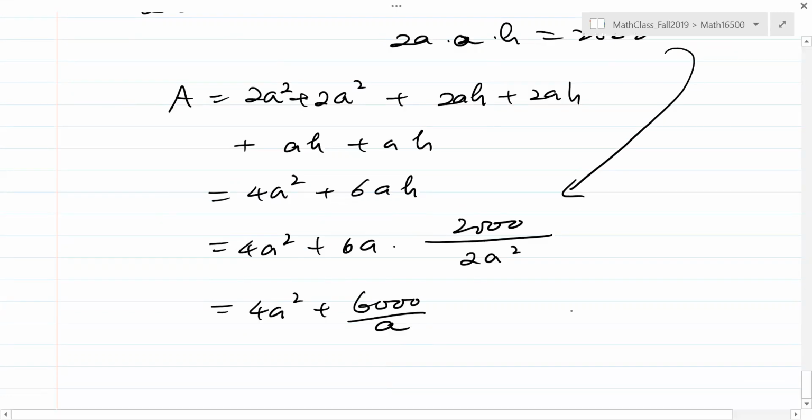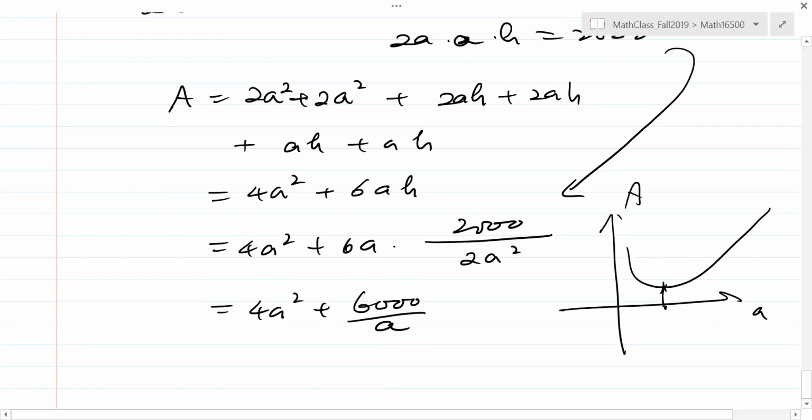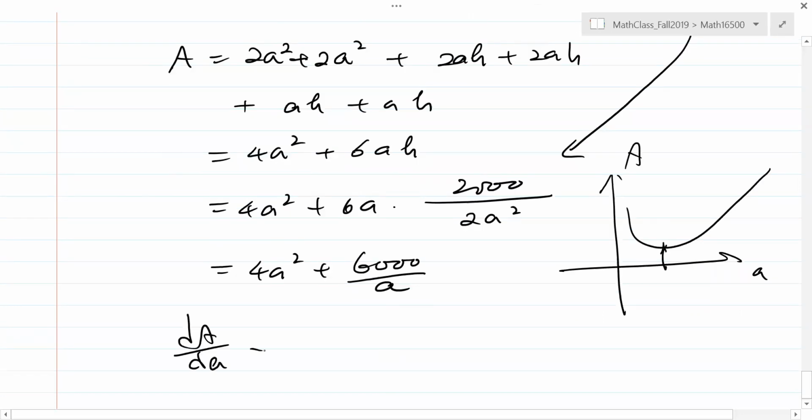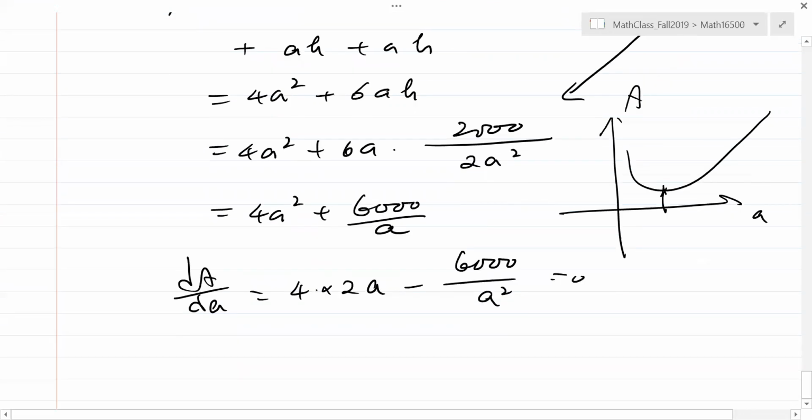So this one, again, if you draw the picture, it looks like that. Somewhere at the critical number, it has a minimum value. So you find the critical number. 4 times 2a minus 6,000 over a squared, set this to be 0. Then you get a cubed equal to 6,000 divided by 4 times 2. You have to simplify, right? 4 times 2 is going to be 8.